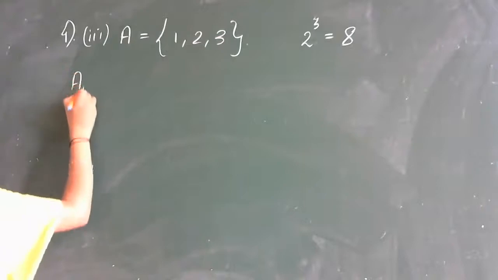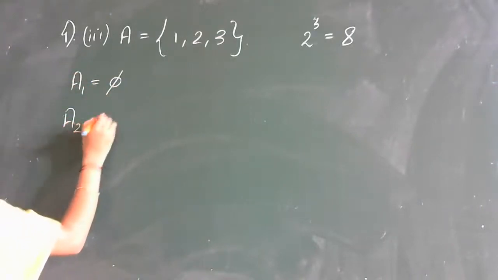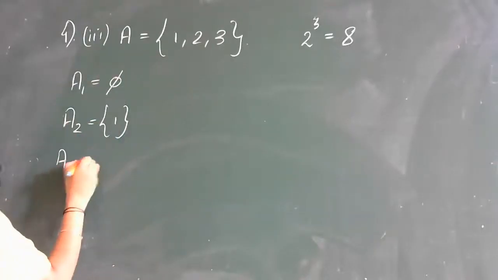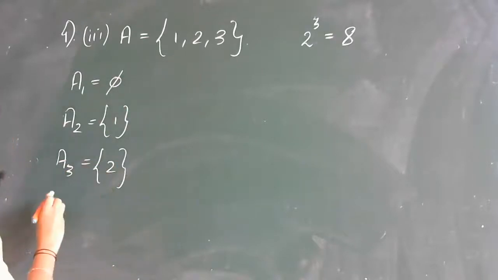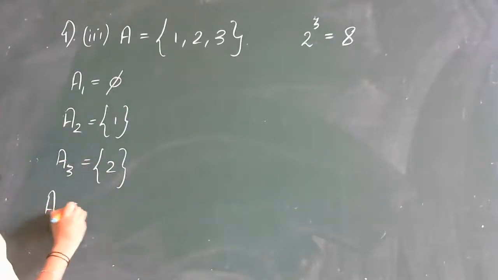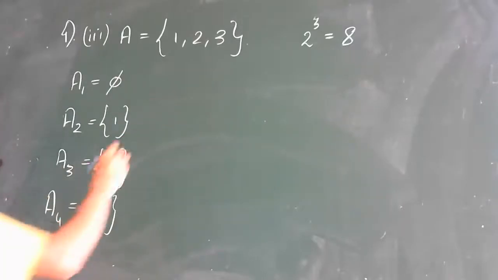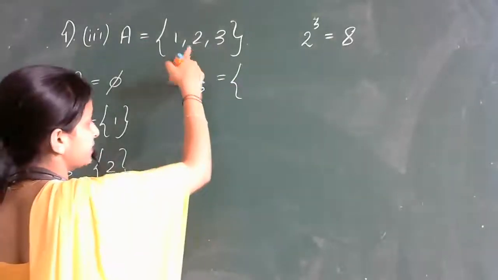First subset will be empty set. Second subset will be singleton set, which contains the first element. Third subset will be again singleton set, which contains the second element, that is 2. Fourth subset will be again the single element set which contains the third element, that is 3. Now, which will be fifth subset, students? It contains two elements. Let me take first and second.